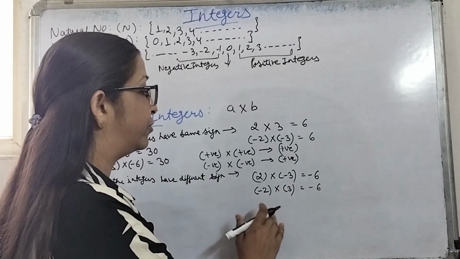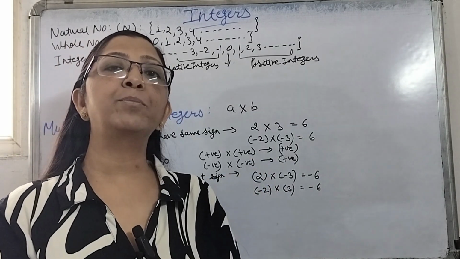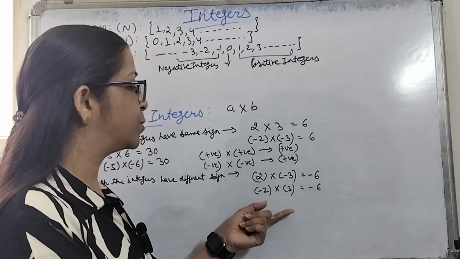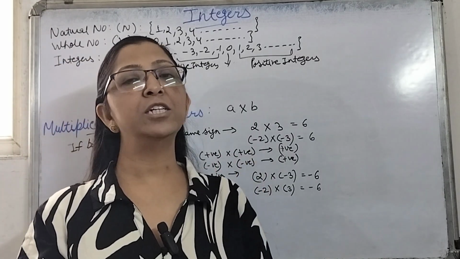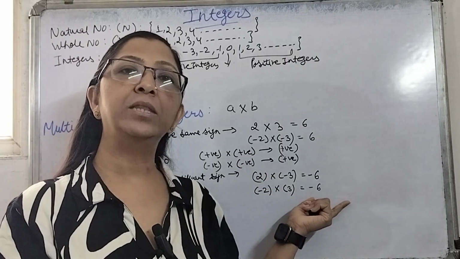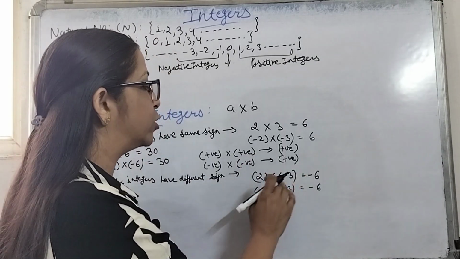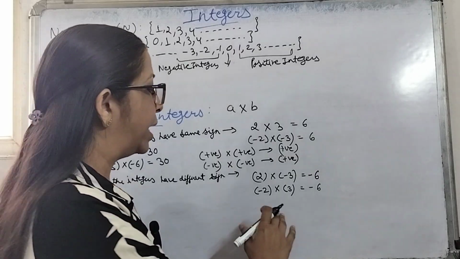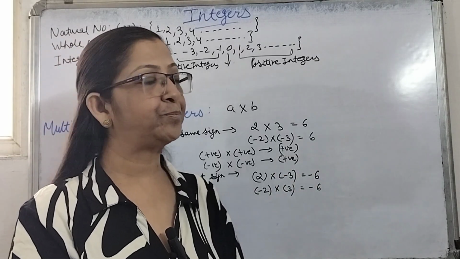It does not make a difference which number, that means the bigger number or the smaller number, is positive. If any of the numbers is positive and another number is negative, then always the product will be negative only. Simply the numerical values will be the product of these two numbers and the sign will be negative.